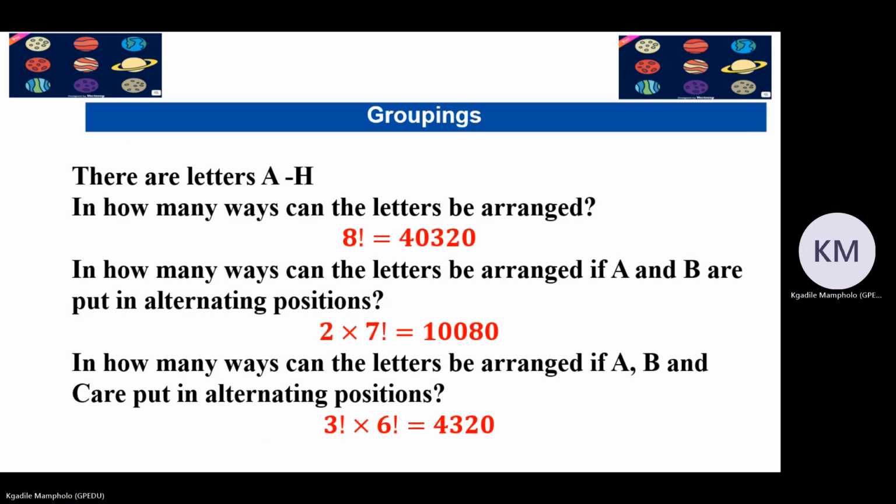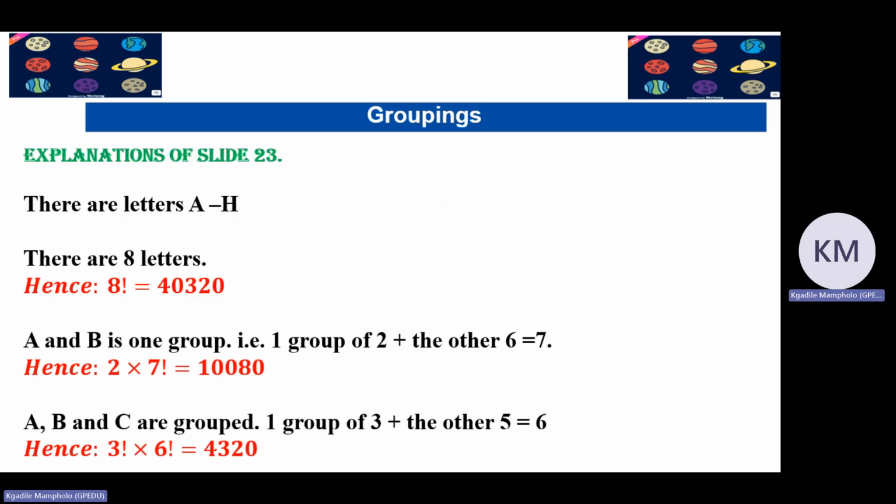5 letters, which is D, E, F, G, and H, which are 5, plus the group, which is A, B, and C. Then it will be 6. 5 plus 1 group, which is 6 factorial. Then they can be arranged in 4,320 ways. Here is the explanation.